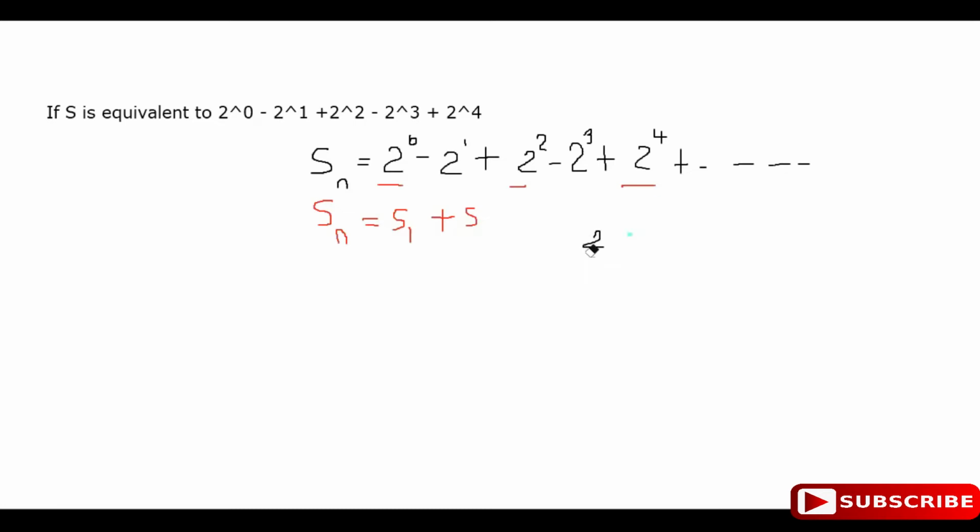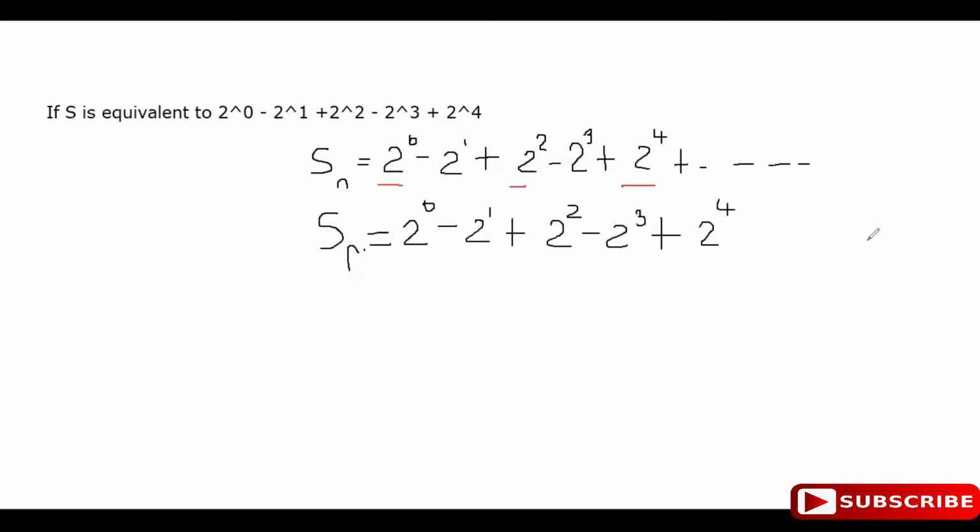So the first term, so if I was asking you in general for SR, SR would just be up to the rth term, right? The sum up to the rth term, which should be 2 to the 0 minus 2 to the 1 plus 2 squared. But the thing is, we want to identify now which one is going to be associated with negative and which one is going to be associated with positive. All right, that's what we want to do. Which one is going to be associated with negative and which one is going to be associated with positive.